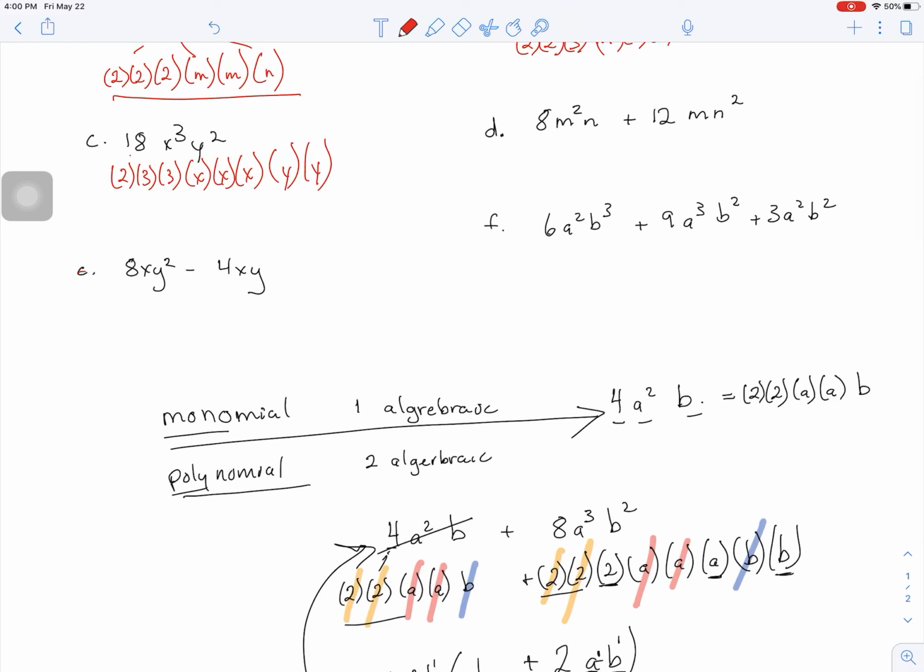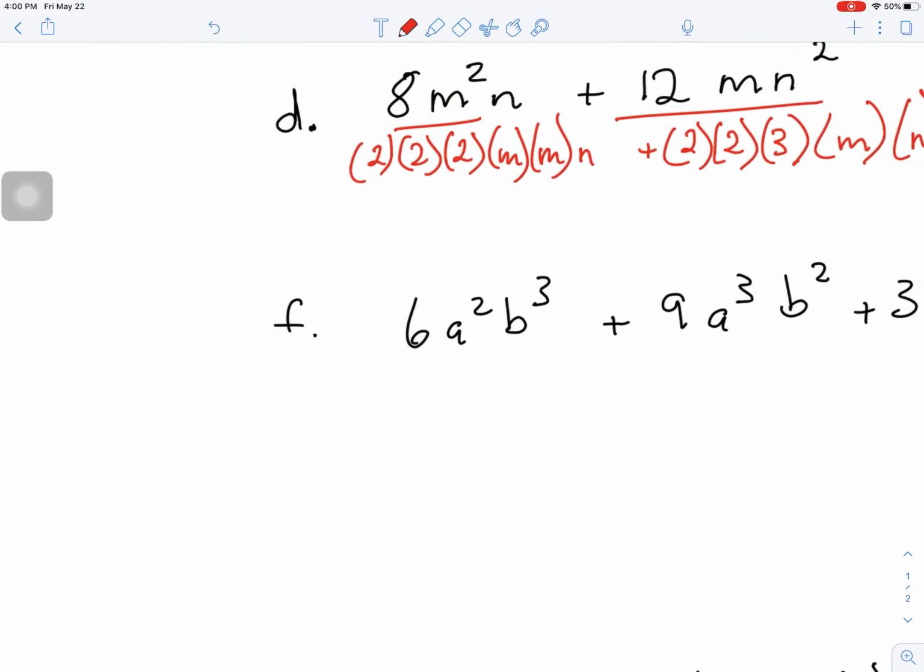D, E, and F are slightly different because these are polynomials. So let's just factor them out individually so we can see what we have. We have 2 times 2 times 2, and then we have m, we have m, we have n, plus 2 times 2 times 3, m, n, and n. So you can count.